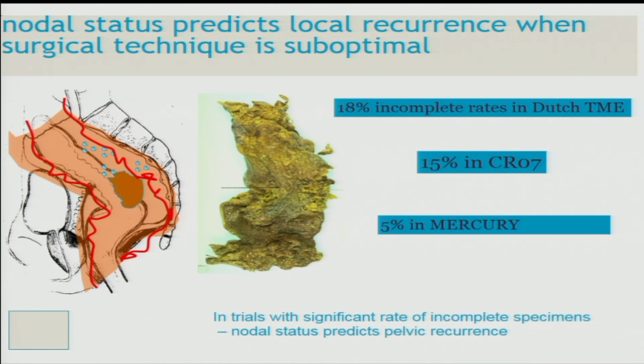Mercury had about 5%, but if you take all of those nodes out with your surgery, they are now gone, and you can save these patients having unnecessary radiotherapy, which is morbid. So again, the current guidelines in the UK and much across Europe and now going into the States as well is that patients do not need to have radiotherapy on the basis of a few suspected mesorectal nodes alone.